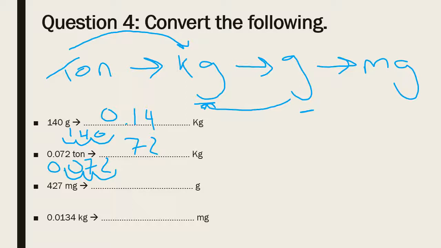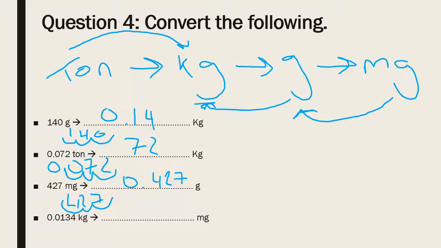Then milligram into grams. How do you go from milligram into gram? We have to divide by 1,000. Divide 1,000. So you've got 427 milligrams. You have to divide by 1,000, so you move to the left 3 times. 1, 2, 3. So it's 0.427.